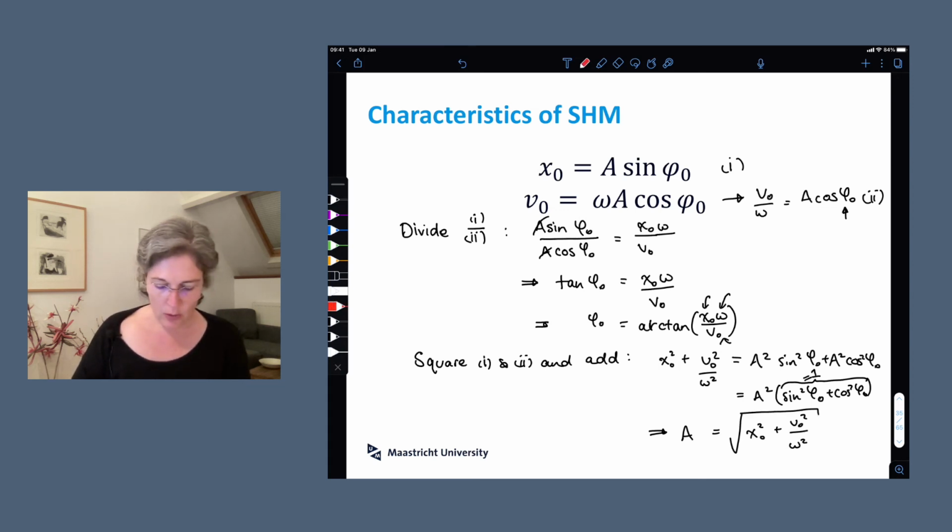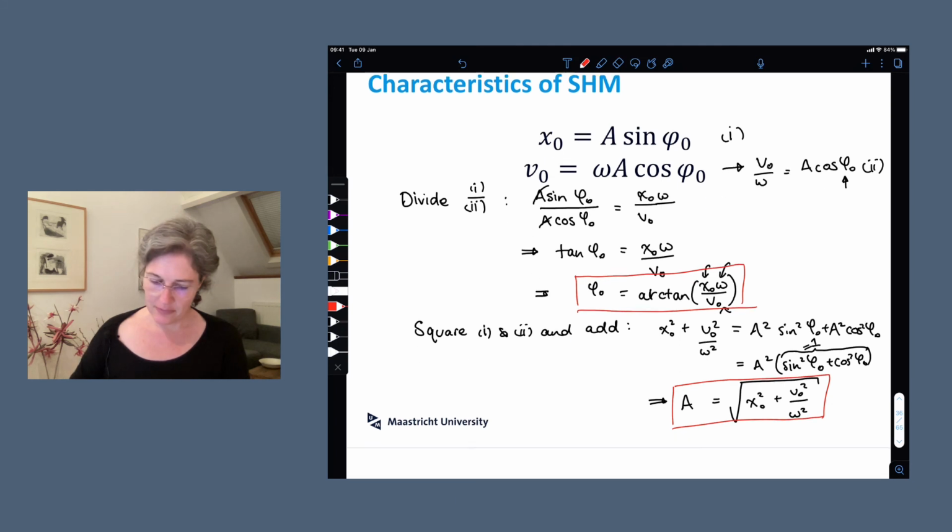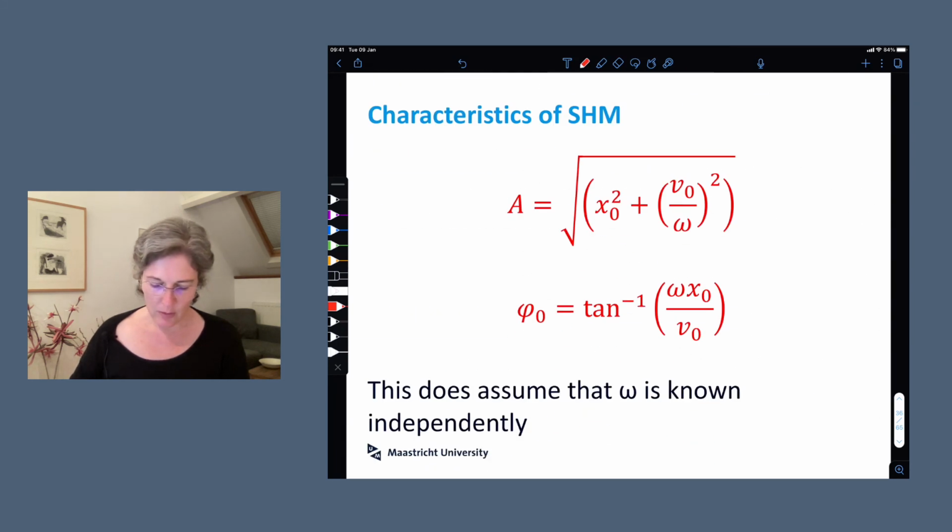Okay, so these are two quite important equations. What they assume is that we know our initial displacement, our initial velocity, and also the angular velocity, the angular frequency of the system. So there we have them. Tan to the -1 is just another way of writing arctangent.